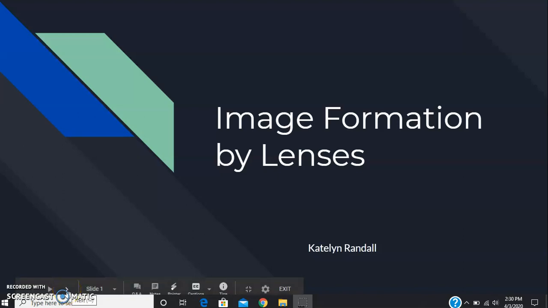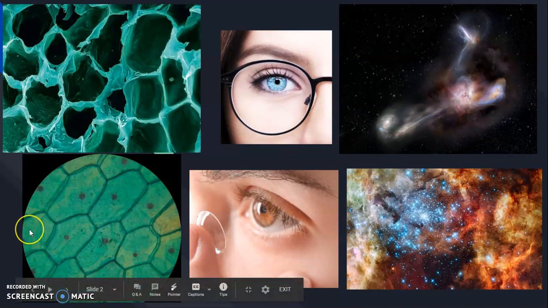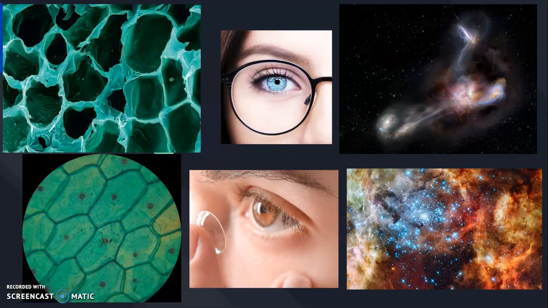The topic that I'm going to be talking about today is how images are formed by lenses. Lenses are used all around us, which a lot of times we don't see or notice. Anyone who's blind like me relies on lenses to be able to see. Lenses make it possible for us to study the world at a microscopic level, allowing us to magnify images that we otherwise wouldn't be able to see.